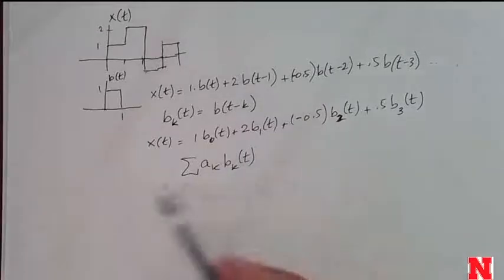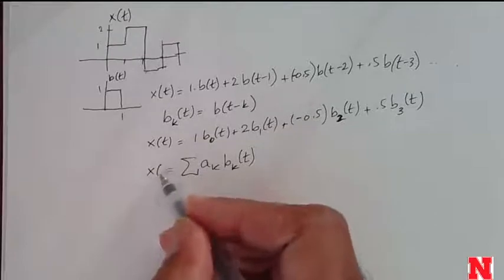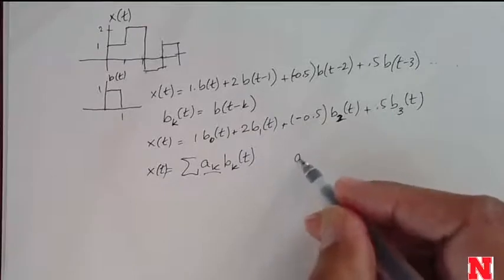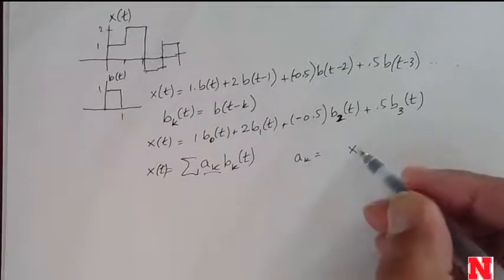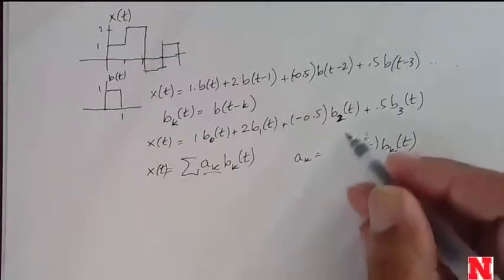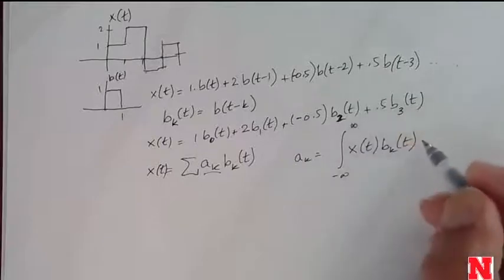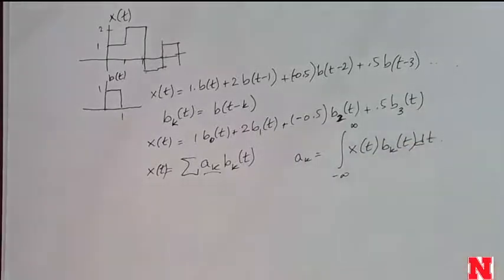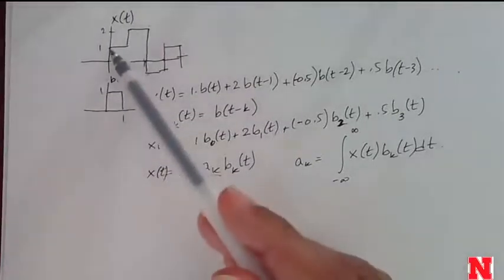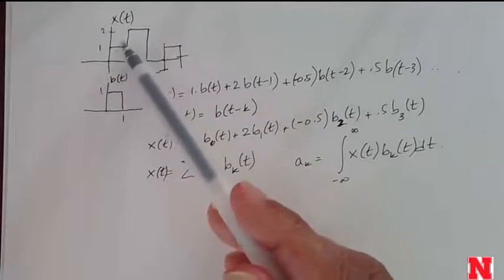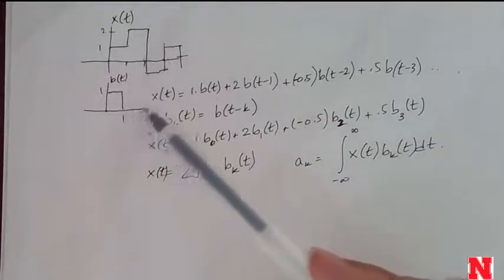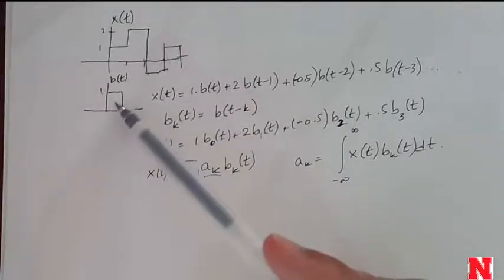I can then say, if I want to know what a sub k is, all I have to do is take x of t, multiply it with b sub k of t, and integrate it. I'll let the integral be from minus infinity to infinity, and that'll give me what a sub k is. Because let's suppose I wanted to find what a0 was. If I wanted to find what a0 was, which is 1 in this case, I would take x of t and multiply it with b of t, and that would give me 1 times b of t, and the rest of it would be 0. And when I took the integral of that, I'd just get 1.